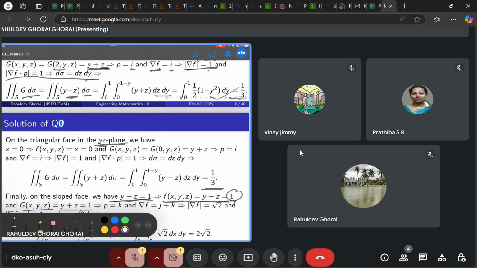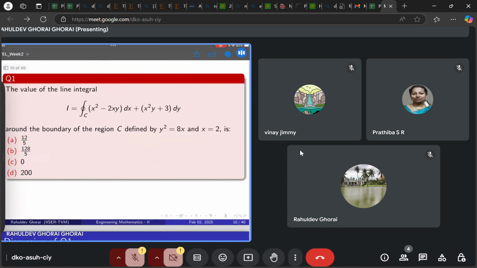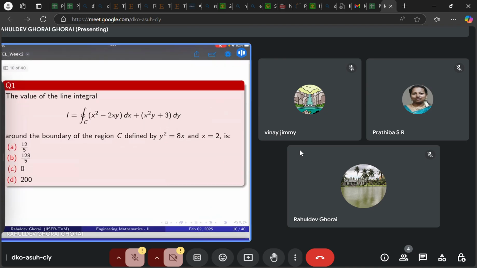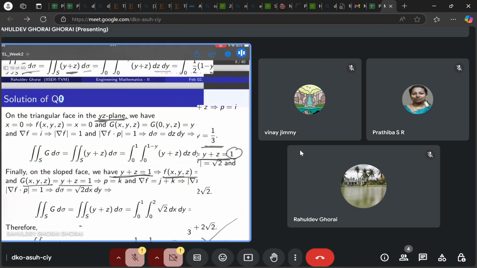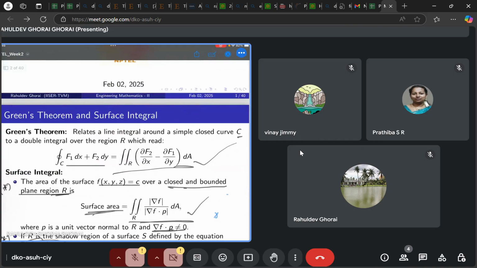Okay, this is the solution to the first, 0th question. Now it's much easier. You just have to evaluate it using Green's theorem. So this one you need to find out using Green's theorem, which is given here. It is given f1 dx, f2 dy, then del f2 del x minus del f1 del y.